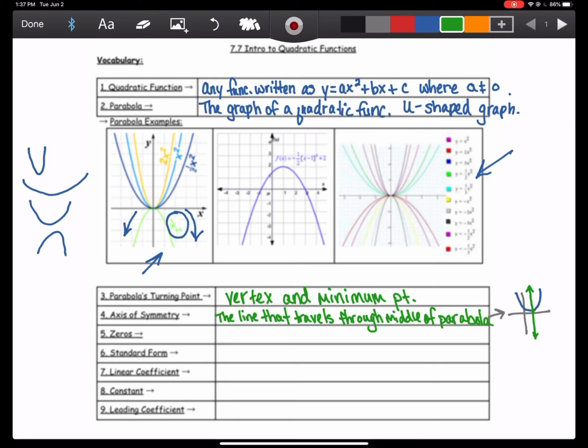All right, let's switch colors here. So the zeros, what are the zeros? The points where the parabola crosses the x-axis. Let's say points where the parabola crosses the x-axis. There can be one, none, or two of these. So these are also referred to as the x-intercepts, which we'll talk about.